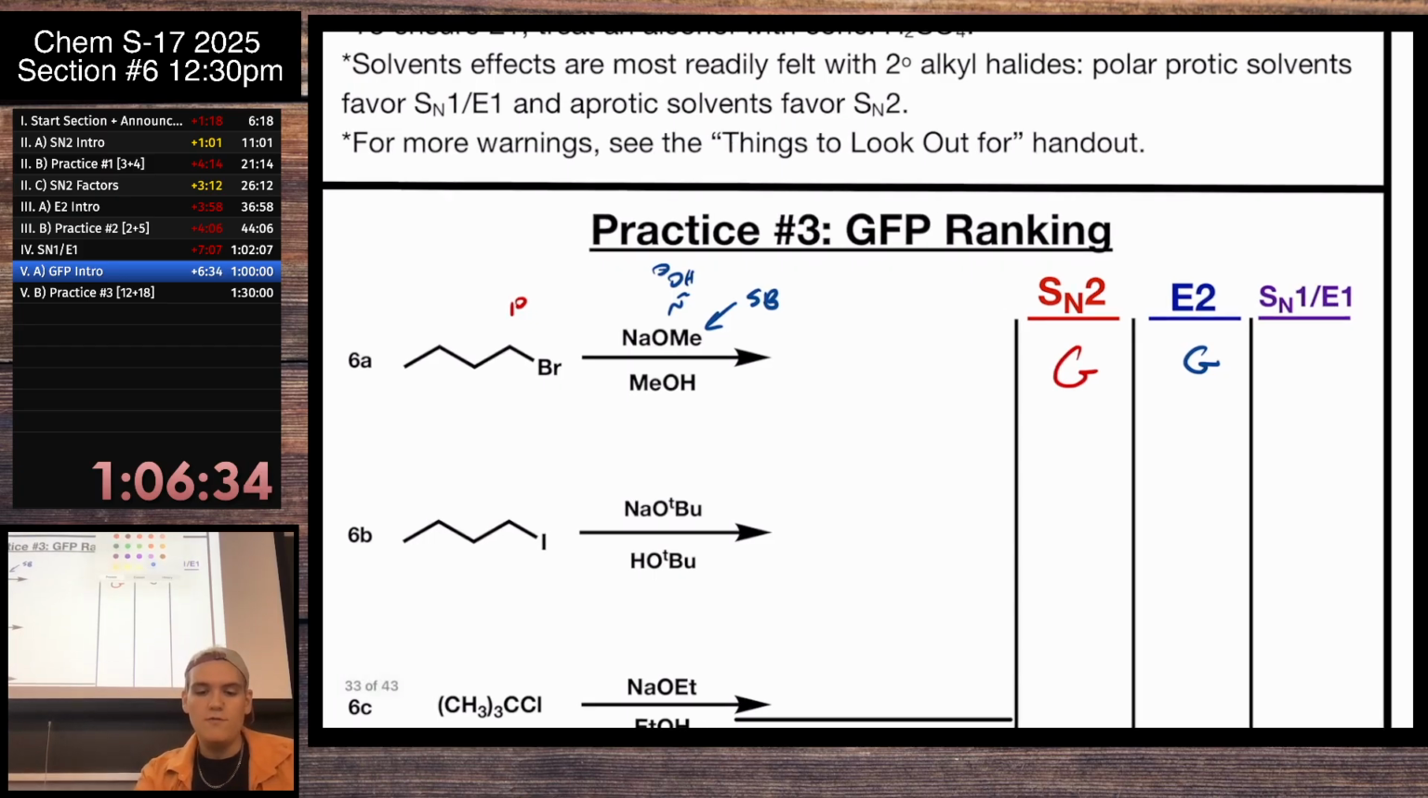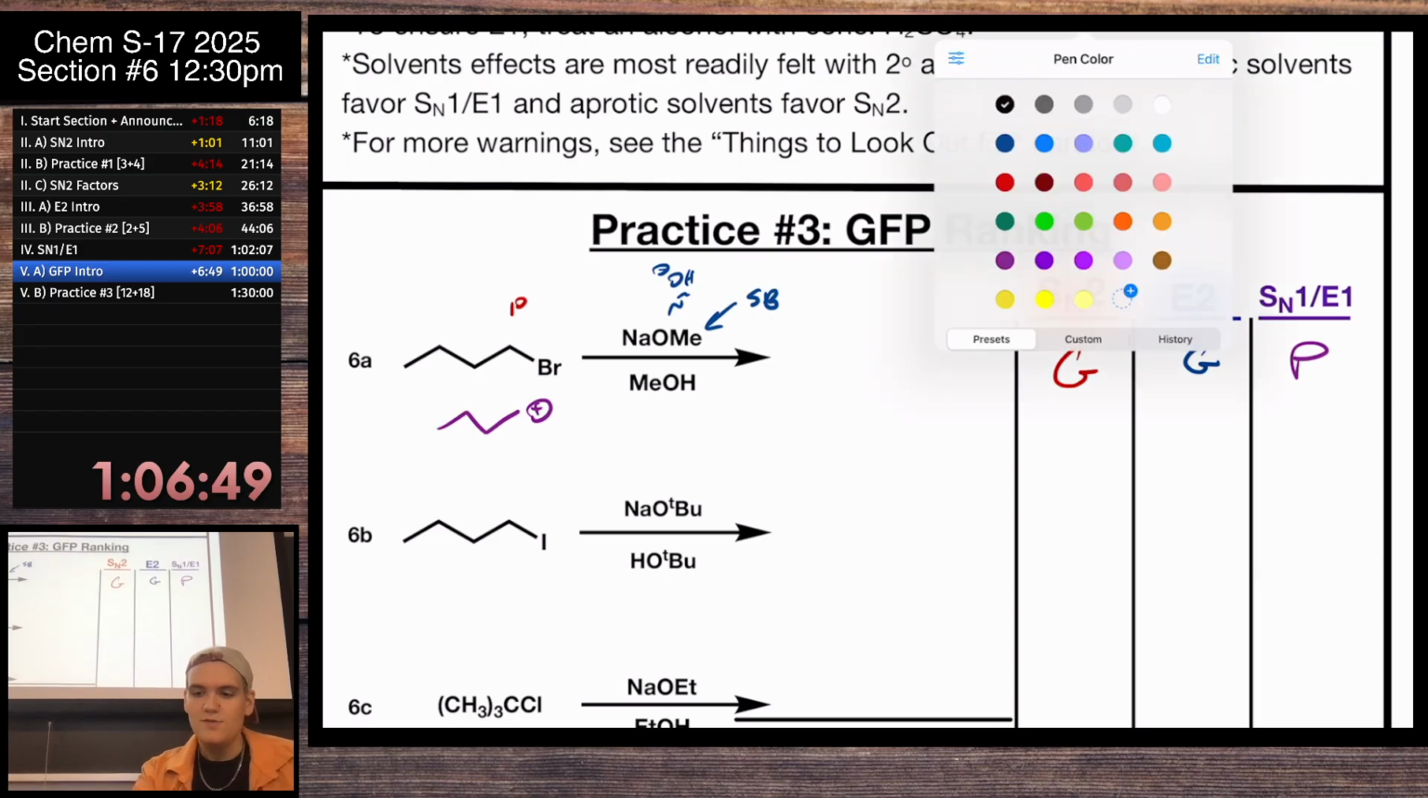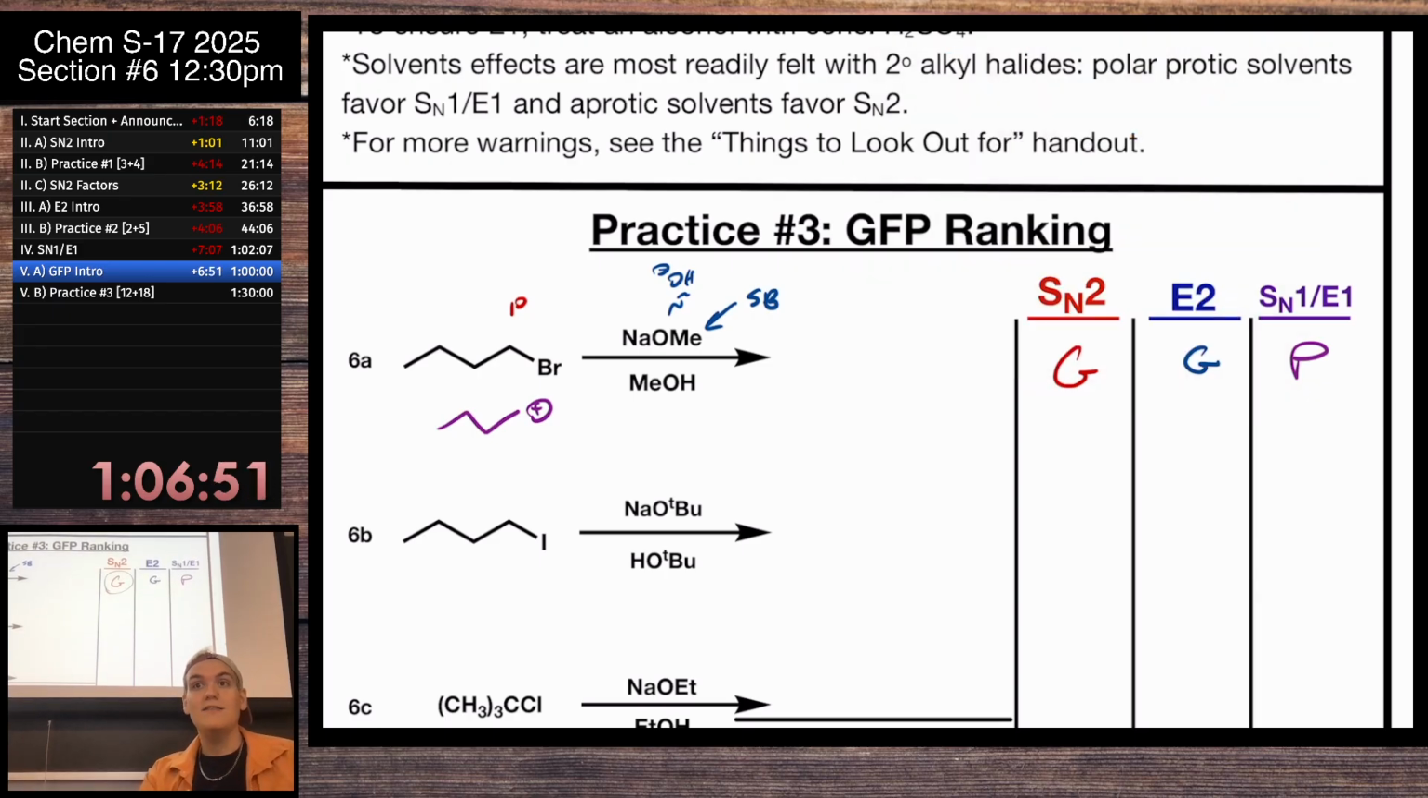Then last one, SN1 E1. Well, if we formed a carbocation here, it would be a primary carbocation. Good, fair, or poor? Poor. So we have a tie: good and good. Who wins between SN2 and E2? SN2. So that is the major reaction that happens, and we can draw our product. OMe comes and does the substitution.